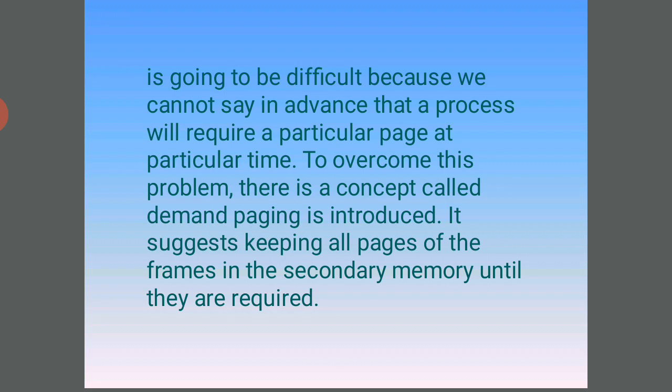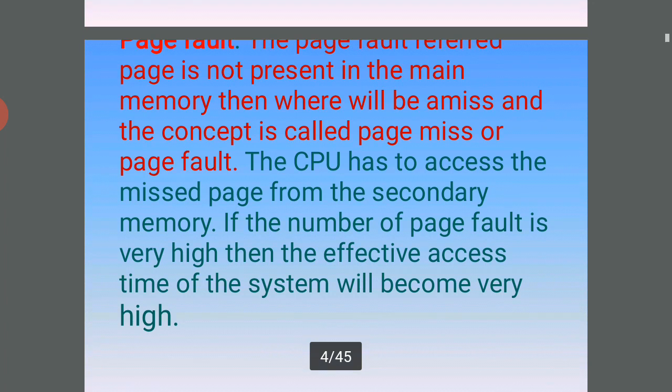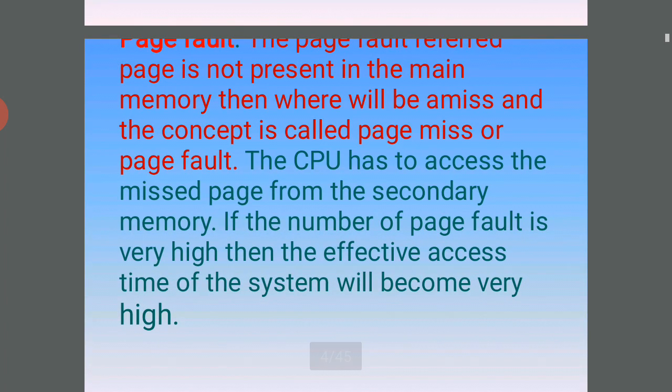In this page table, demand paging overcomes the problem of a process requiring a particular page at a particular time. Demand paging suggests keeping all pages of the frames in the secondary memory until they are required. Primary is the RAM, random access memory. The secondary is the hard disk and the pen drive. These are called secondary storage devices.